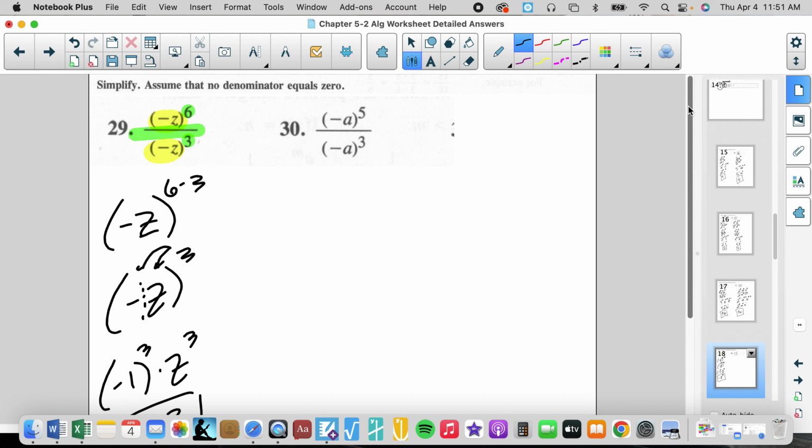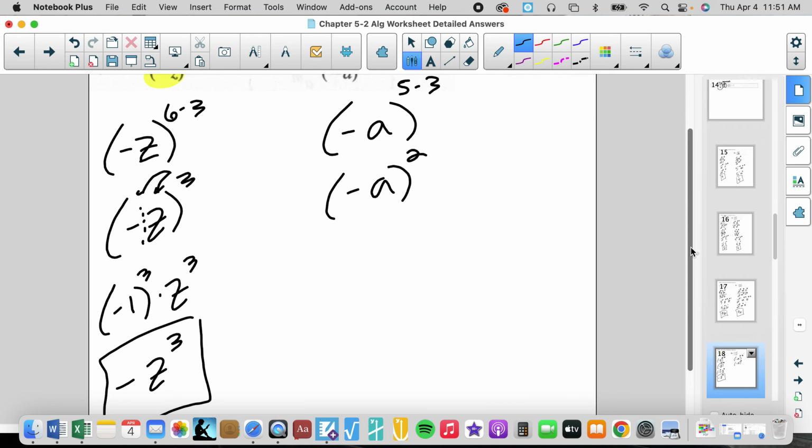We again have like bases. That like base is negative a to the 5 minus 3 because we're dividing. And again, we're going to get negative a to the second. This time we have negative 1 to the second, a to the second. Negative 1 to the second is positive 1. So my answer is a squared.